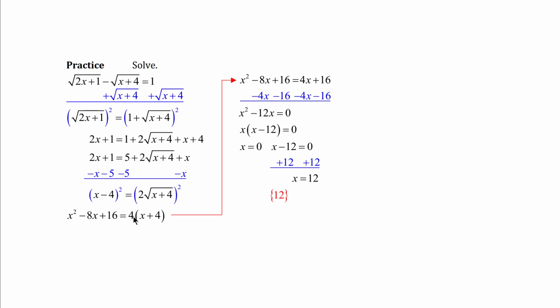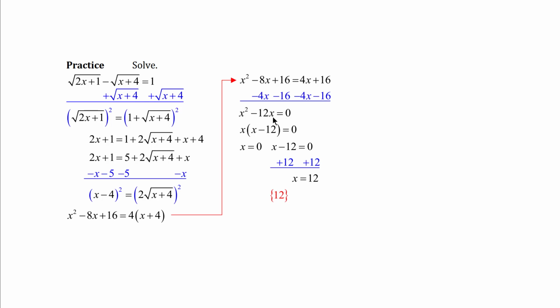Next, we distribute the 4 inside the parentheses to the x plus 4. We get 4x plus 16, and then we bring down the rest of the terms. So we have x squared minus 8x plus 16 equals 4x plus 16. Next, we set one side of the equation equal to 0. We just subtract 4x from both sides and subtract 16 from both sides. The result is x squared minus 12x equals 0.